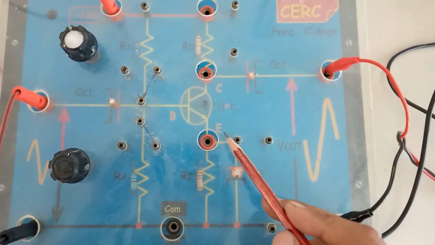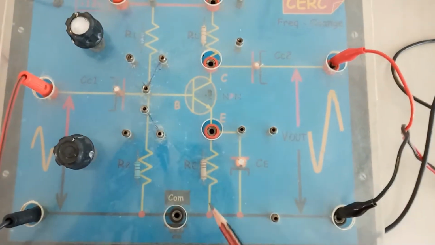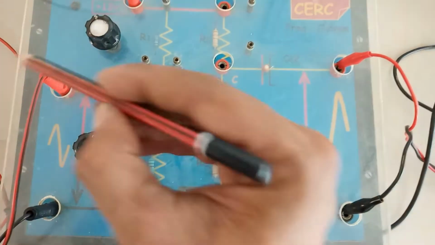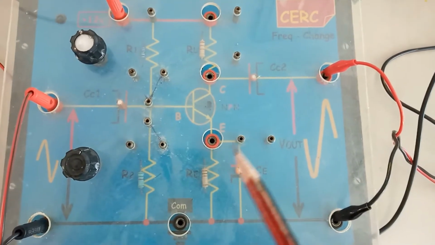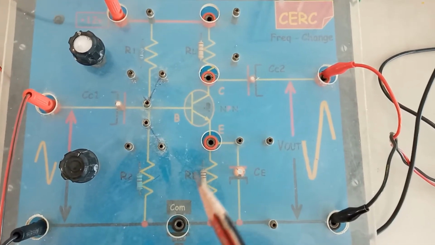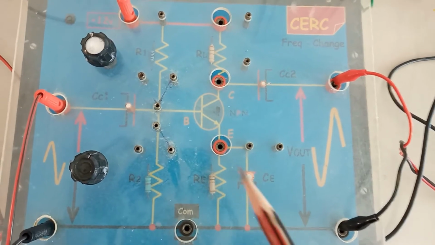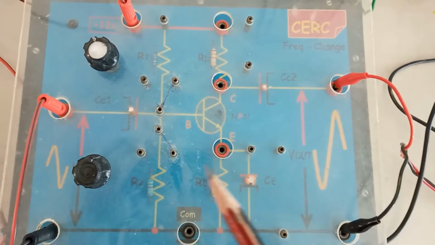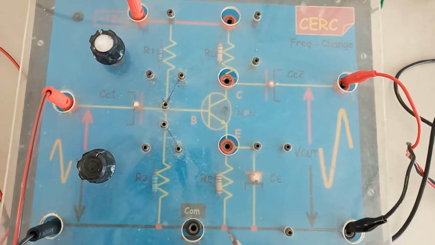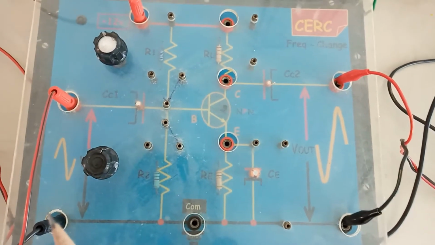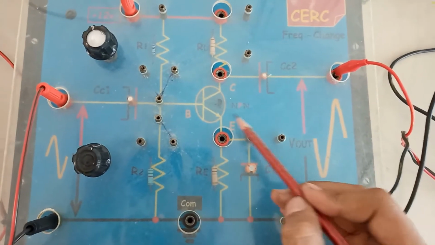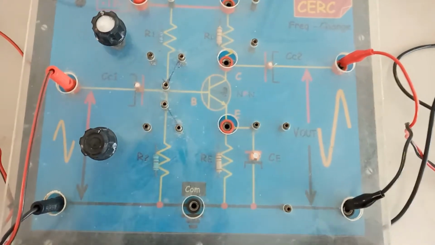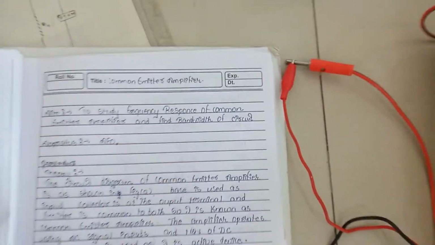Now you can see that this emitter terminal is common. This is the input part and this is the output part. This emitter terminal is connected through the emitter resistance RE, the emitter biasing resistance, to common. We can see that the emitter terminal is common between input and output. That is why it is known as the common emitter amplifier.